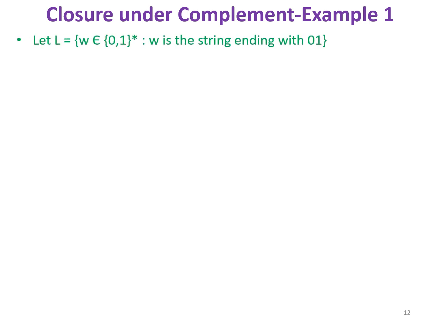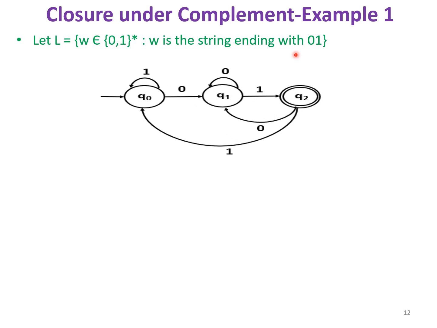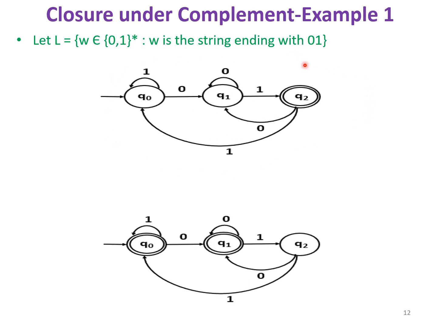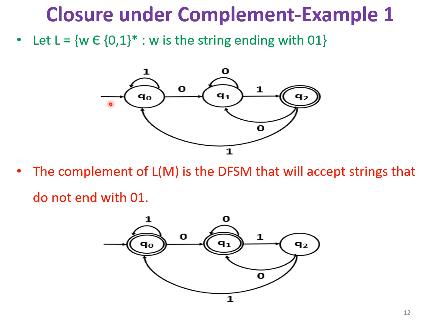For example, let L be a language over Σ = {0, 1} containing the strings ending with 0, 1, and this is the DFSM obtained for this particular language. On interchanging the non-accepting to accepting state, and accepting to non-accepting state, we obtain the complement of this language that will accept strings that do not end with 0, 1.